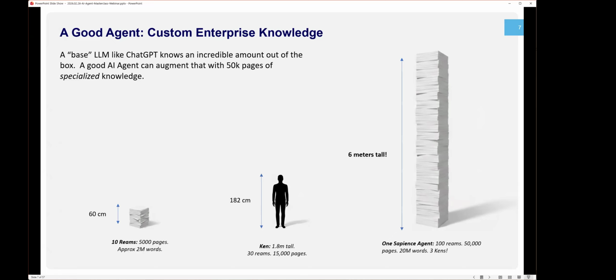50,000 pages of paper is a stack of paper that is 6 meters tall. I'm 1.8 meters, so it's more than 3 times me stacked vertically. But the point I'm making is that good AI agents can be tuned with just an enormous amount of context about your problems, your business, your opportunities, and that's incredibly powerful.